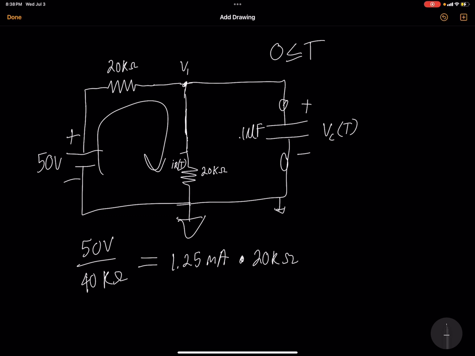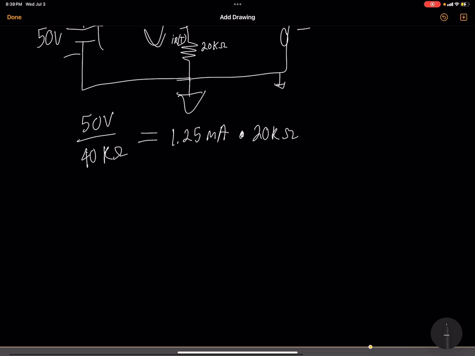So we get 25 volts. Oh, that makes sense. They're equivalent resistance, so it's going to cut it in half. Okay. So we know that V final is 25 volts. Okay. So what does that mean?